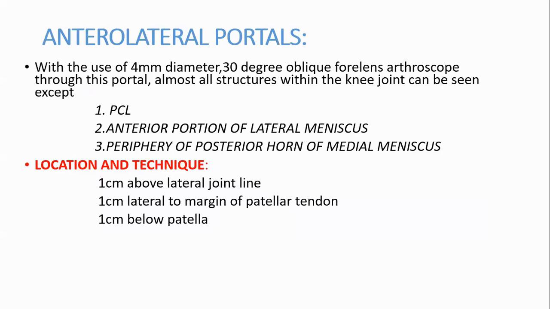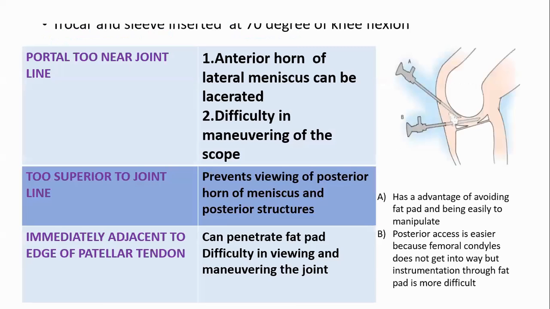There are three structures which cannot be visualized using this portal. They are the posterior cruciate ligament, the anterior portion of the lateral meniscus, and the periphery of the posterior horn of the medial meniscus. For a proper entry point, the location is 1 centimeter above the lateral joint line, 1 centimeter lateral to the patellar tendon, and 1 centimeter below the patella. The trocar and sleeve are inserted at 70 degrees of knee flexion.